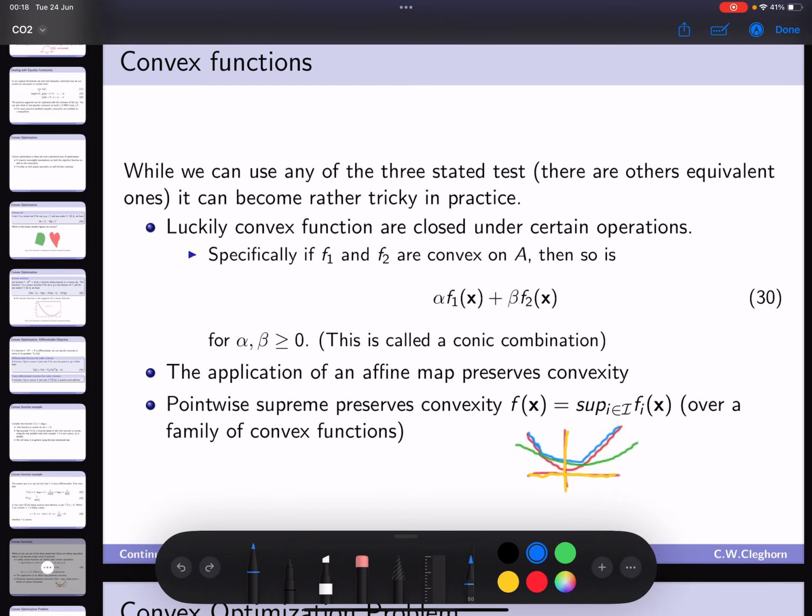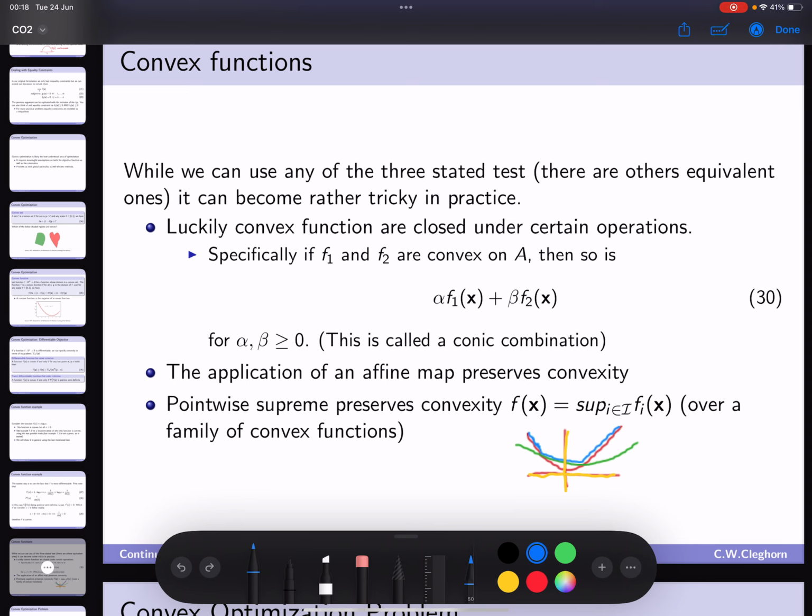Well, we can use any of the three stated tests. There are other equivalent ones. It can sometimes be rather tricky in practice. Luckily, convex functions are closed under certain operations, which we can use to then simplify proofs. And if you go deeper into this topic, you'll start to care a lot more about these different techniques. Specifically, for example, if f1 and f2 are convex on A, some domain A, then so is a conic combination of those two functions.